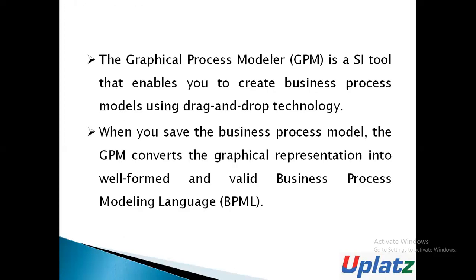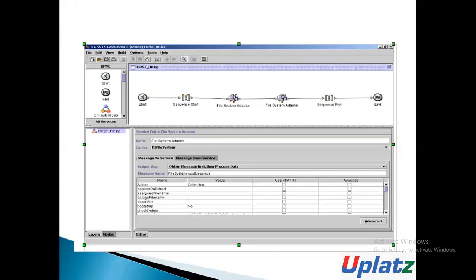The graphical process modeler, GPM, is a tool that enables us to create a business process using drag and drop technology. When you save the business process, the GPM converts the graphical representation into valid BPML code. So let me show you this now. This is how the GPM looks.